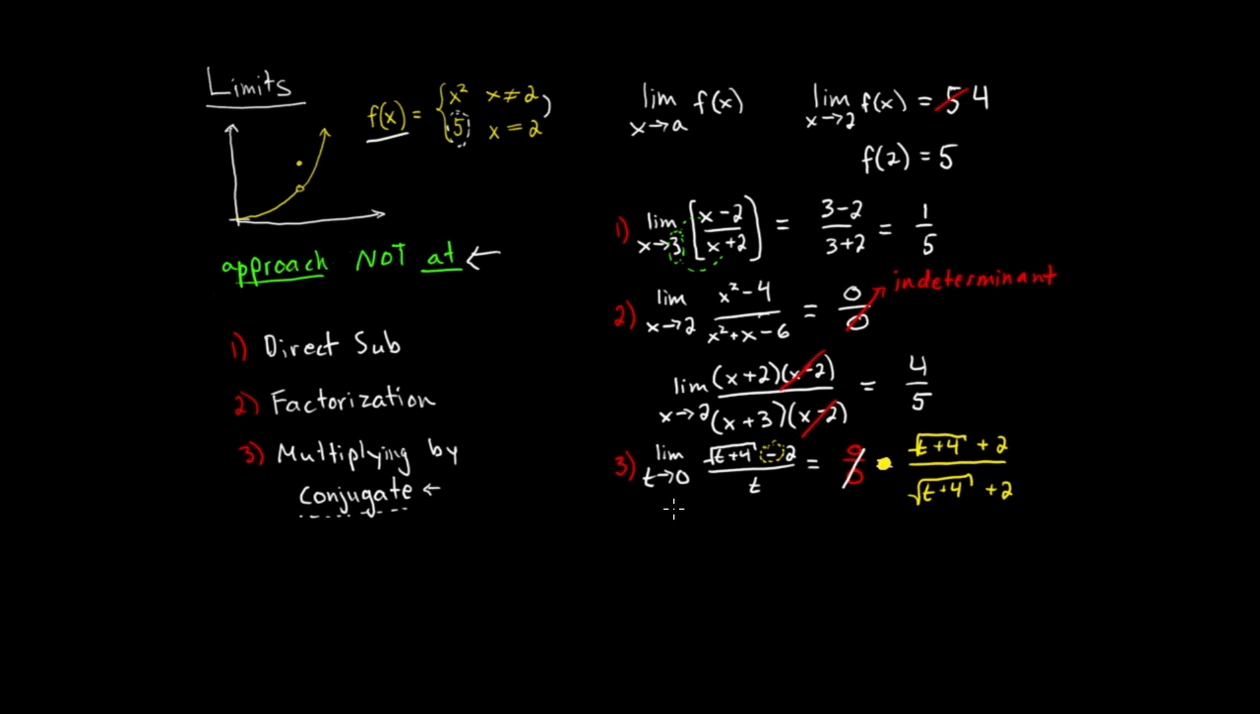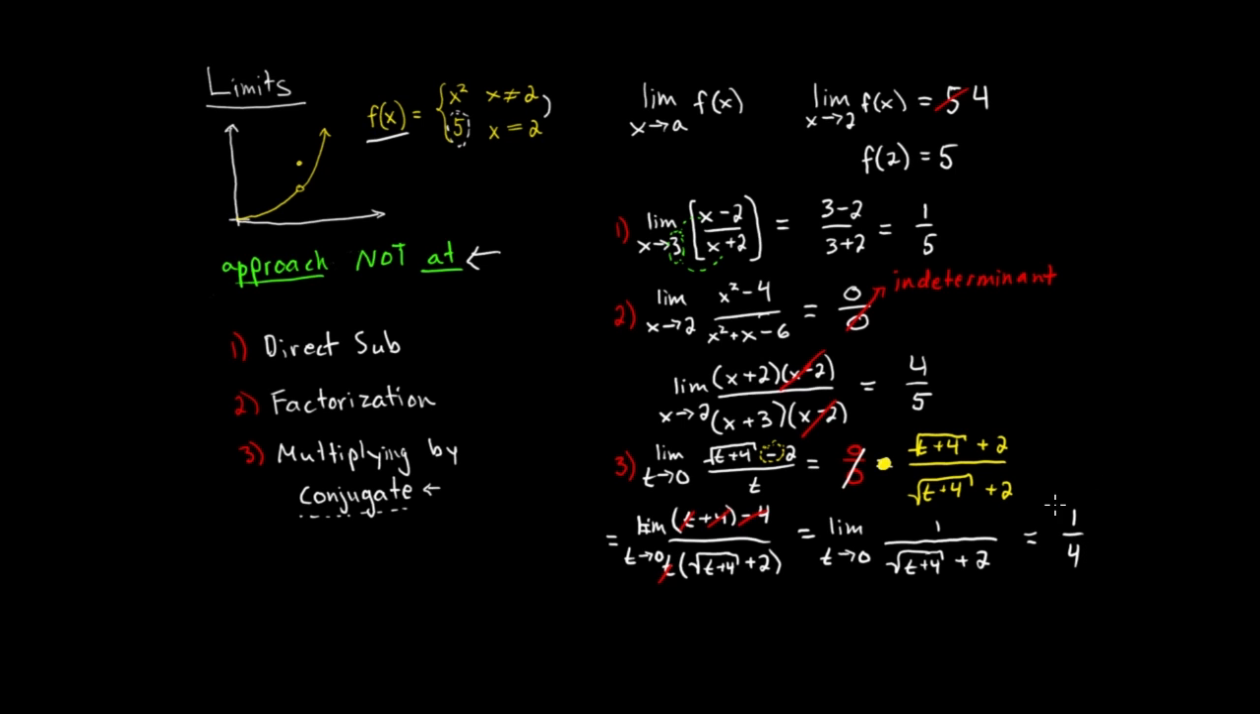What happens here is pretty interesting. When you multiply all of this out, you get t plus 4 minus 4 over t times the square root of t plus 4, plus 2, right? And of course, the limit as t approaches 0 of this. What's interesting is this 4 and this 4 cancel. Then you're left with a t on top and a t on the bottom that can cancel. And you're left with a really easy limit. The limit as t approaches 0 of 1 over the square root of t plus 4, plus 2, which by direct substitution will give you 1/4.